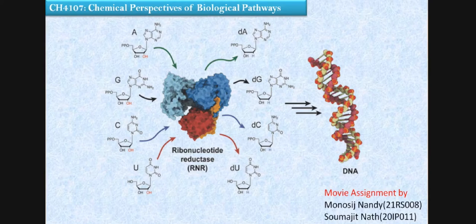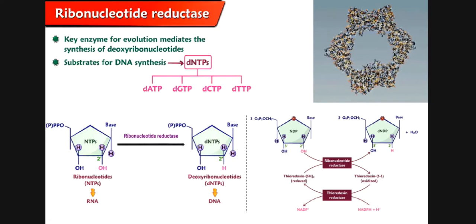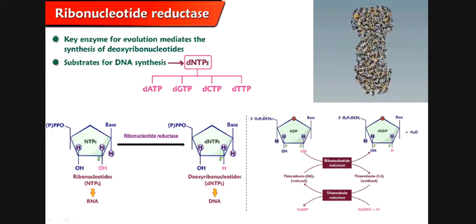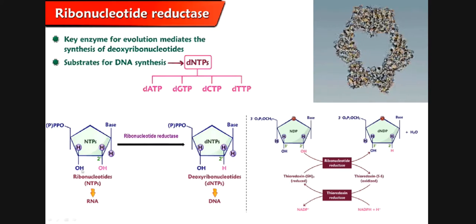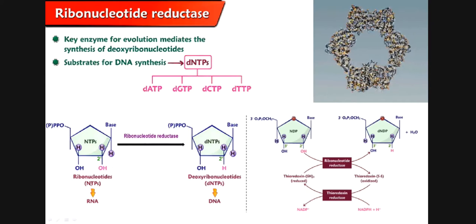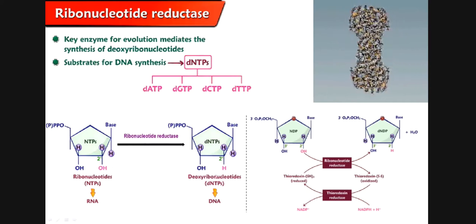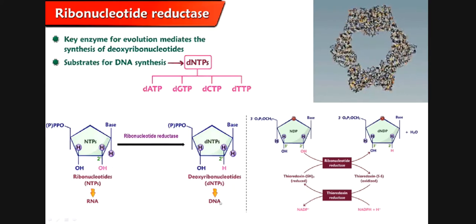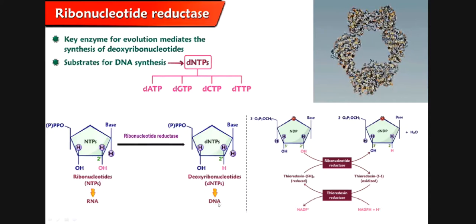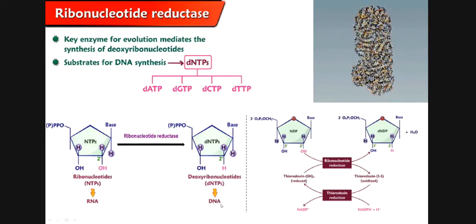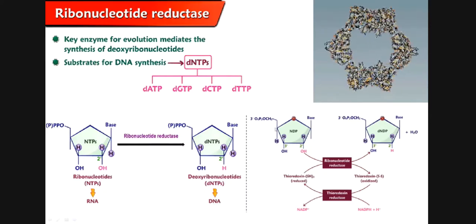In this video, we're going to talk about ribonucleotide reductase, also known as RNR. RNR helps in nucleic acid metabolism. This enzyme reduces ribonucleotides to deoxyribonucleotides, which play an important role in DNA synthesis and in DNA repair.